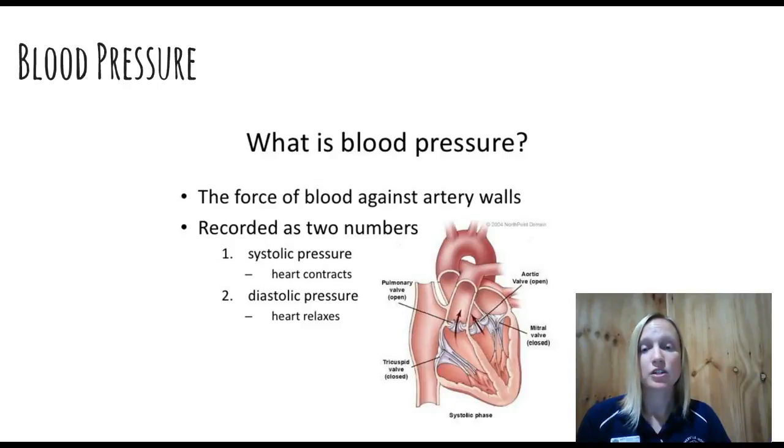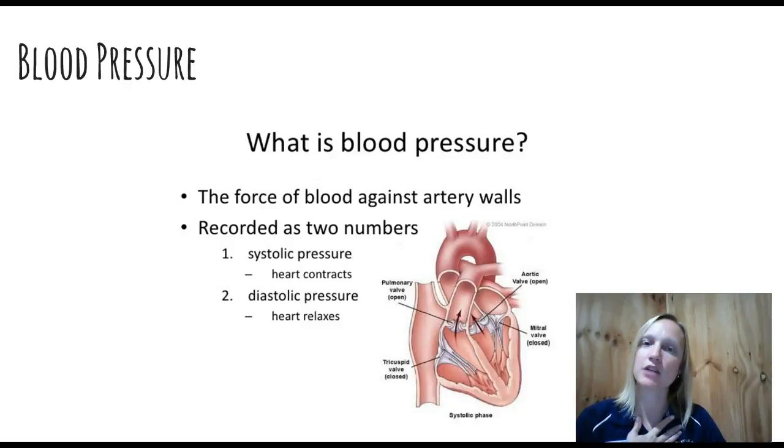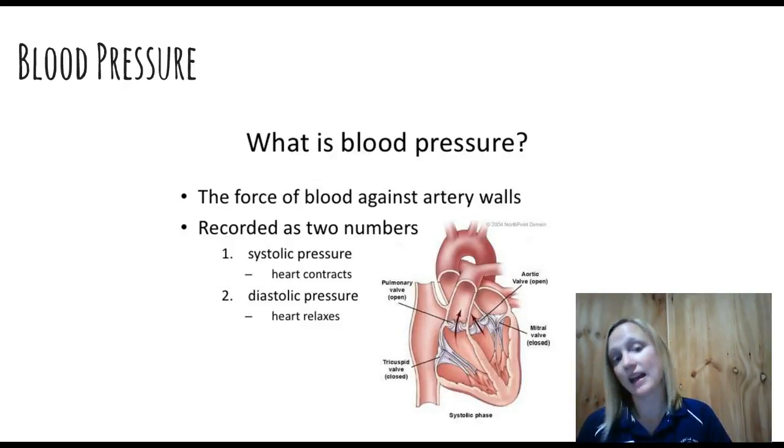So the systolic pressure is when the heart contracts, there's a lot of pressure, there's a lot of blood flowing at once, there's a lot of pressure against the artery walls. Remember, an artery takes the blood away from the heart. Diastolic pressure is when the heart is relaxed and there's not as much blood flowing through that artery at that stage. So you might have heard of a normal blood pressure being, say, 120 over 80. So the systolic pressure is 120 and the diastolic pressure is 80.